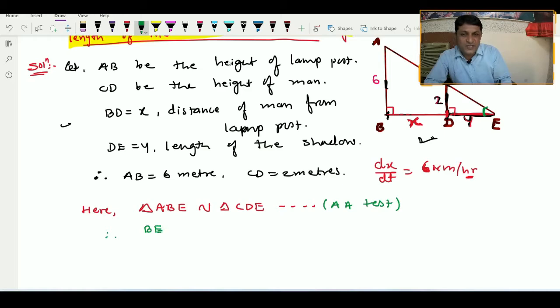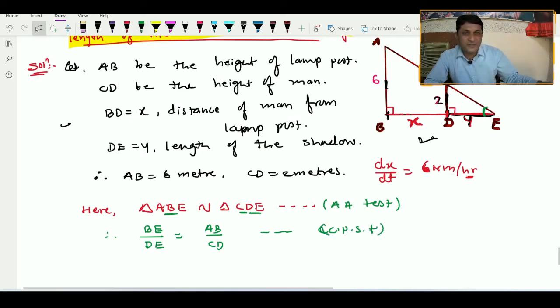So BE is a side of triangle ABE, its corresponding side is DE, and from the figure also we can observe that its corresponding side is DE. And the corresponding side of AB will be equal to CD. From the figure we also come to know that these are corresponding parts of similar triangles, isn't it? So now we are substituting the values.